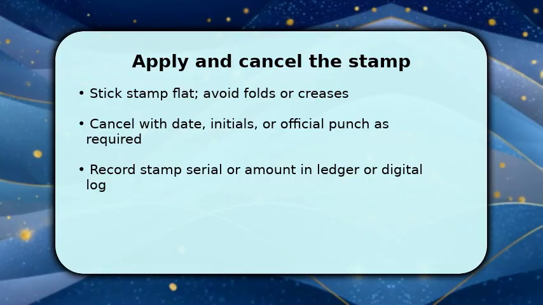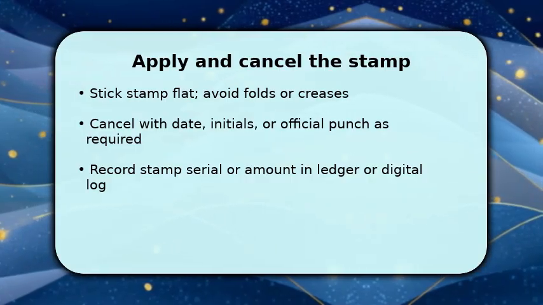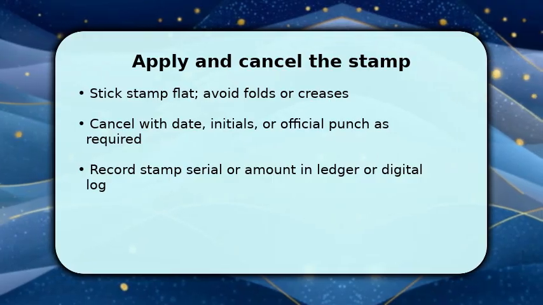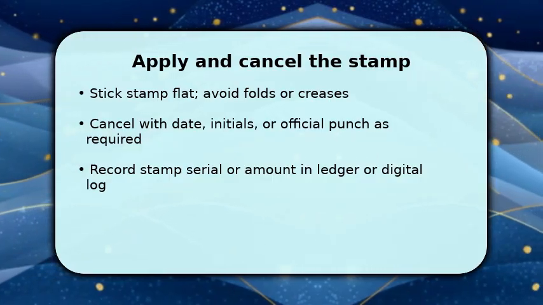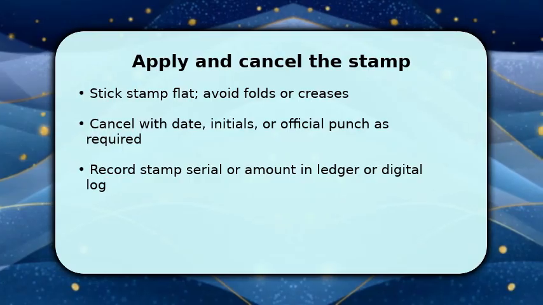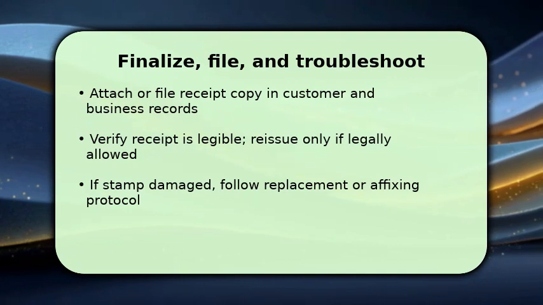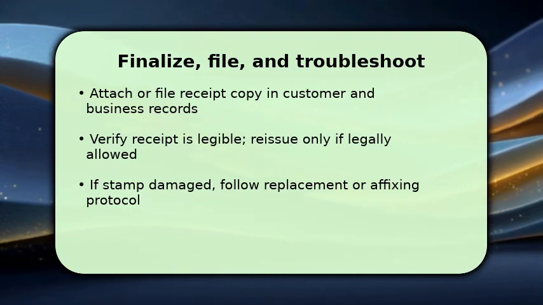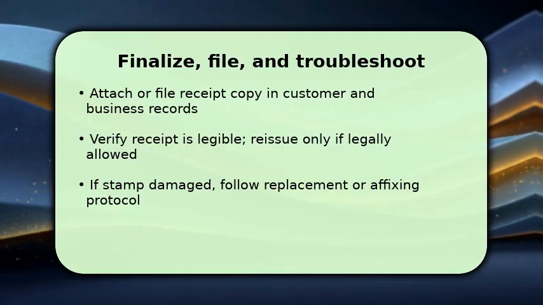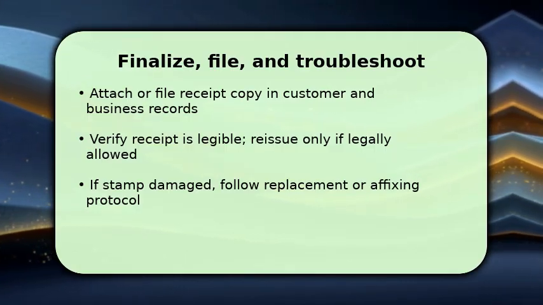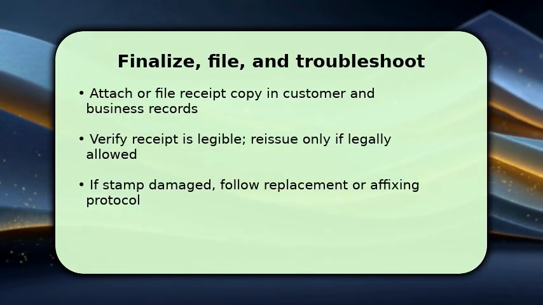Then immediately record the stamp's serial, denomination, and receipt ID in your ledger or digital system. Doing this creates an audit trail and reduces the risk of disputes later. You finish by returning the stamped receipt to the customer and filing your copy in the business records. Once done, double-check legibility of the stamp, date, and signatures. Make sure no critical data is obscured.